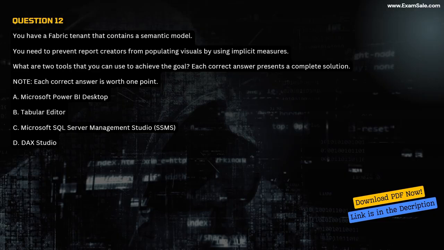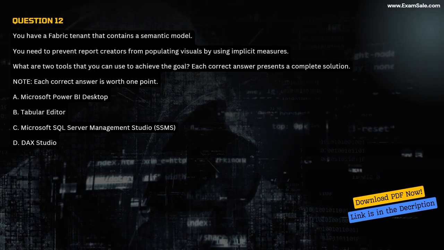Question 12. You have a Fabric tenant that contains a semantic model. You need to prevent report creators from populating visuals by using implicit measures. What are two tools that you can use to achieve the goal? Each correct answer presents a complete solution. Note, each correct answer is worth 1 point.